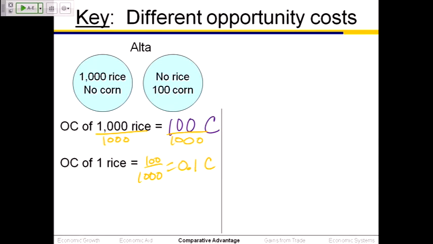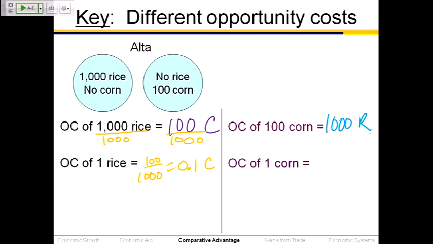In Alta, the opportunity cost of producing an additional unit of rice, because we're assuming constant opportunity cost, we got rid of that curvature, we got a straight line, is 1/10 of a unit of corn. What's the opportunity cost in Alta of producing 100 corn? Well, if they're going to produce 100 corn, they give up the opportunity to produce 1,000 rice. The opportunity cost of 100 corn is 1,000 rice. Divide both sides of that by 100, and that tells us the opportunity cost of producing 1 corn is 10 rice. 1,000 over 100 is 10.